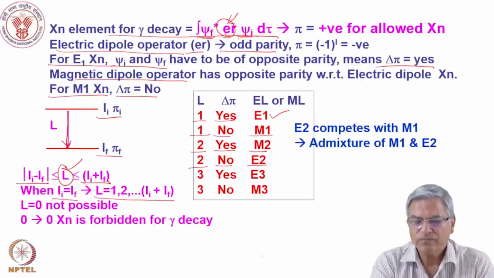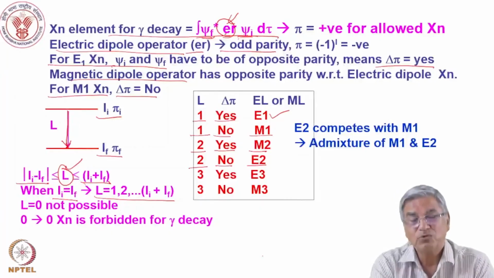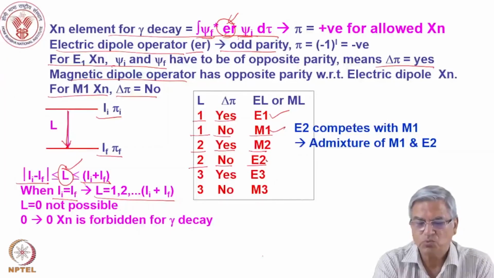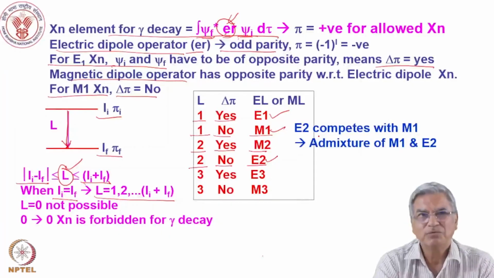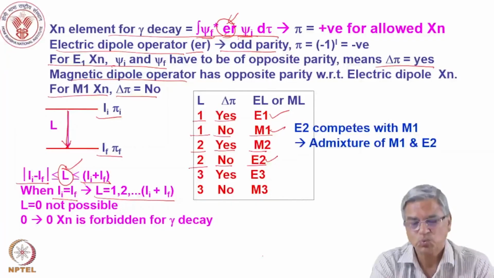Now, in the case of EL and ML, the ML transitions are weaker compared to EL transitions, which we will discuss very soon. So if there is an ML and E(L+1), for example M1 and E2, what will happen? This E2 starts competing with M1. And then you will find that some of the gamma ray transitions have a mixture of M1 plus E2.